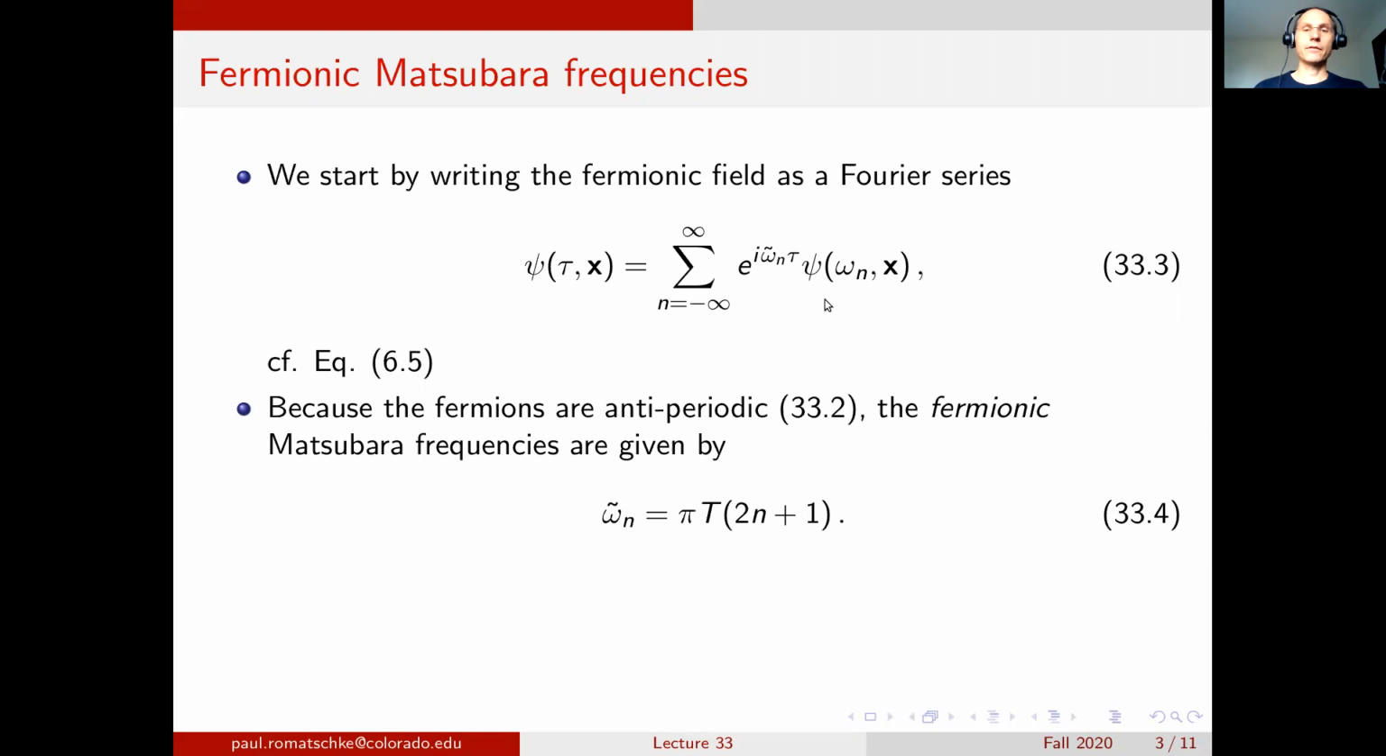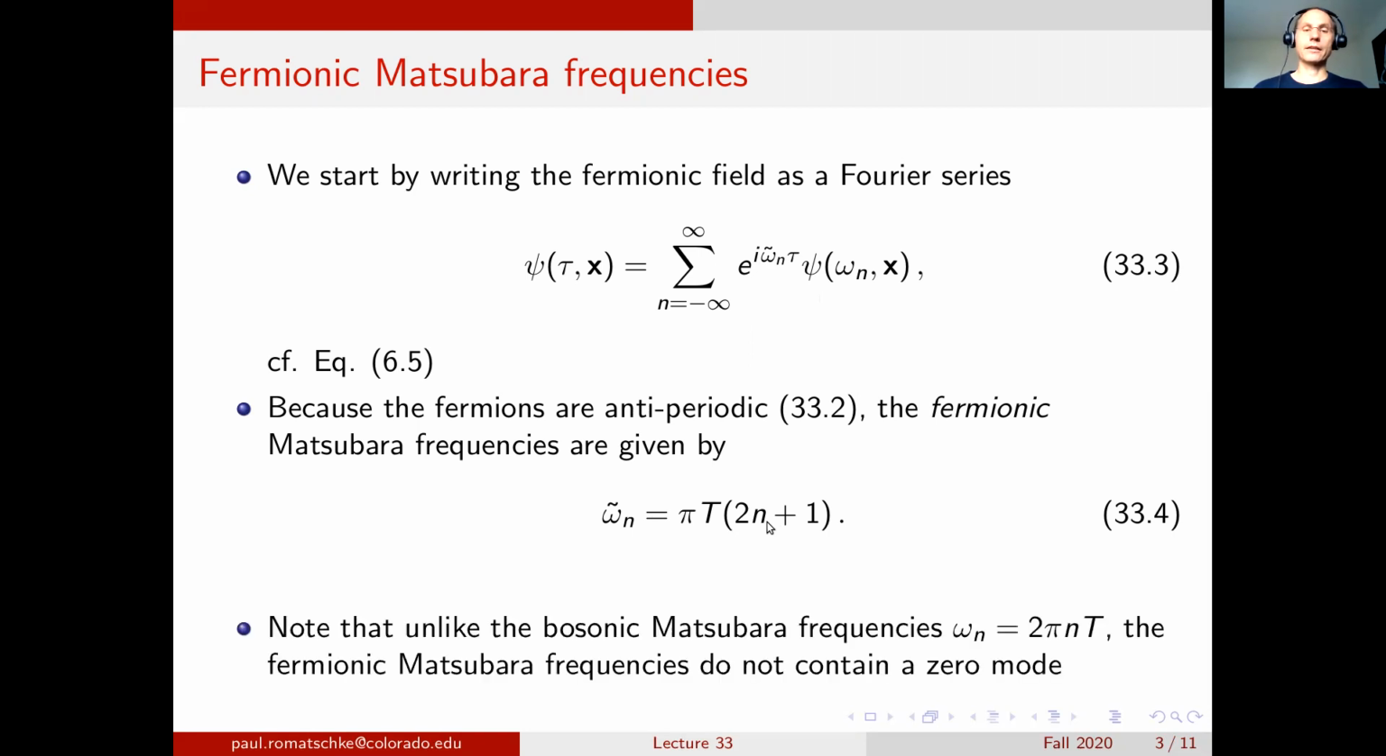And the main difference with respect to the real scalar field is that because the fermions are antiperiodic, the corresponding fermionic Matsubara frequencies omega tilde have to be given by pi T times (2n plus 1), where n is any integer number. Note that the fermionic Matsubara frequencies, unlike the bosonic Matsubara frequencies, where omega is 2 pi n T, do not contain a zero mode.